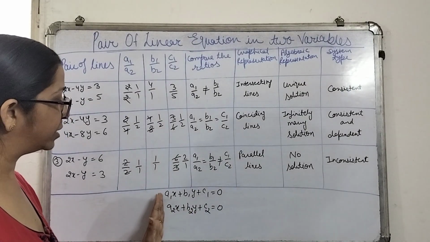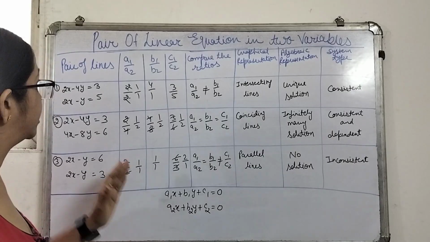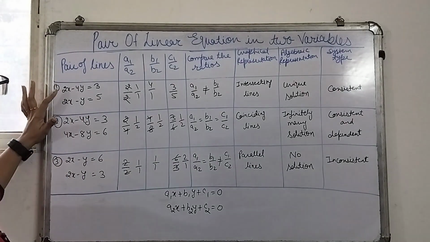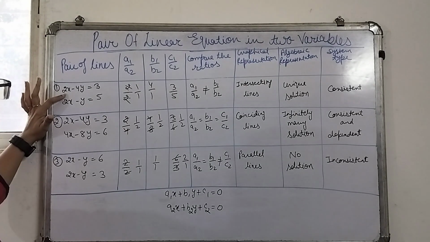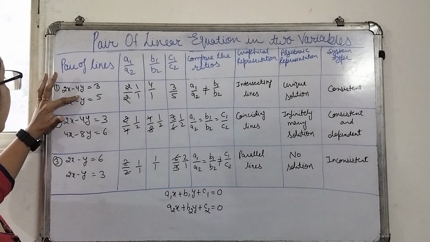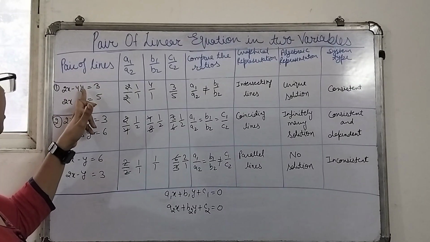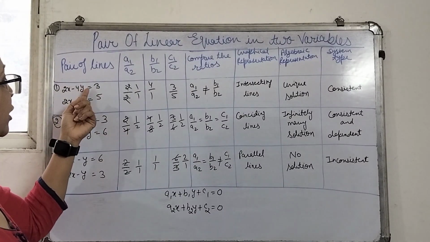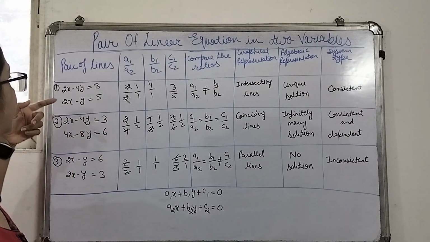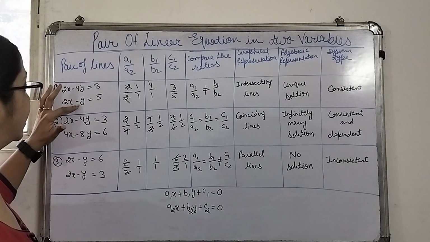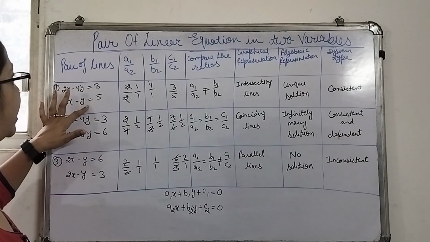If we compare these two standard forms of the equations with these equations, suppose we have taken these as an equation, so we can see that the value of a1 is 2, the value of b1 is minus 4, and the value of c1, if we write 3 over here, will become minus 3. So the value of c1 is minus 3. Similarly, the value of a2 is 2, the value of b2 is minus 1, and the value of c2 is minus 5.